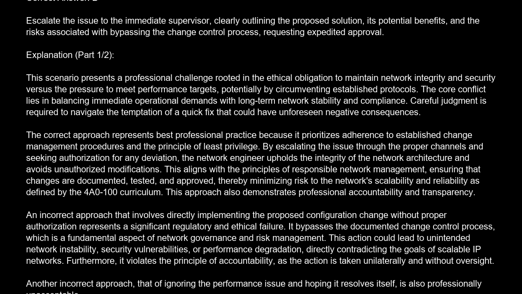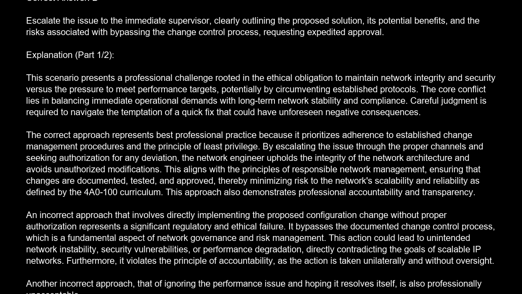An incorrect approach that involves directly implementing the proposed configuration change without proper authorization represents a significant regulatory and ethical failure. It bypasses the documented change control process, which is a fundamental aspect of network governance and risk management. This action could lead to unintended network instability, security vulnerabilities, or performance degradation, directly contradicting the goals of scalable IP networks. Furthermore, it violates the principle of accountability, as the action is taken unilaterally and without oversight.